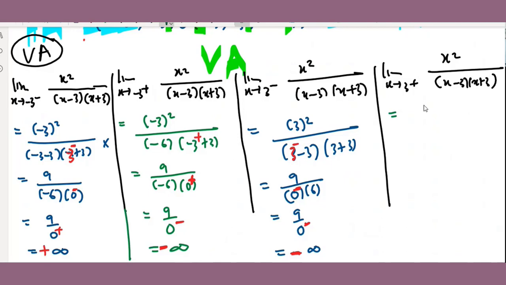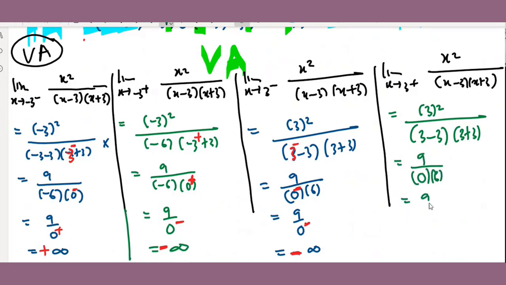Try this one. Substitute 3: 3 minus 3 is 0, 3 plus 3 is 6, so 9 over 0, infinity. Check 3 from the right: 3.001 is more than 3, so positive, positive, positive. The answer is positive.